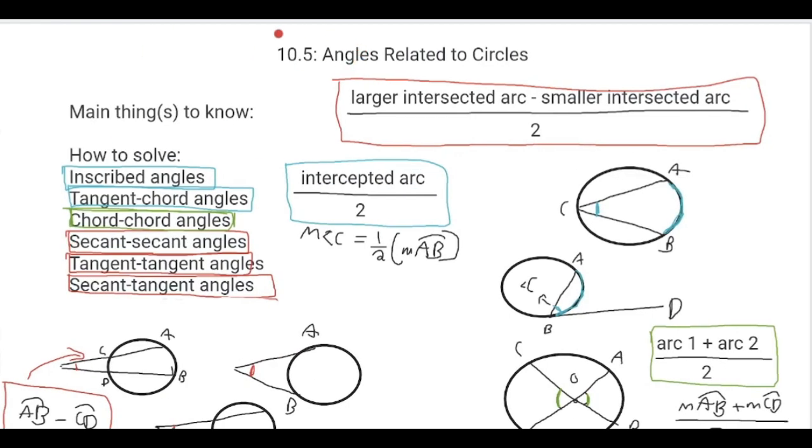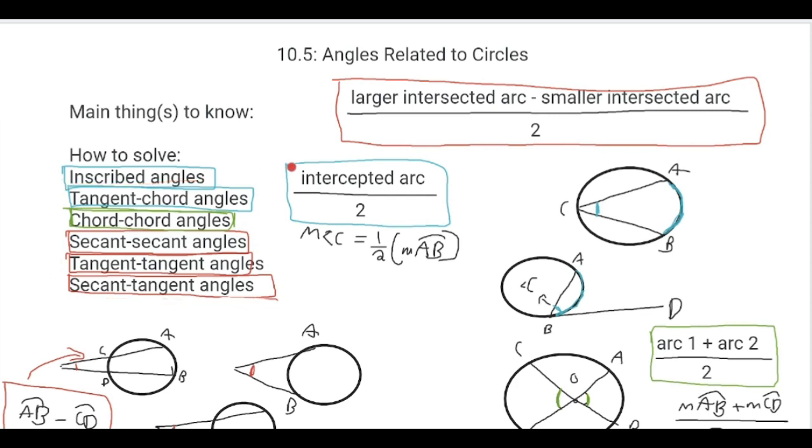So, angles related to circles. This is where things start to get a little bit harder and a little bit more confusing. So the main thing to know is we want to know how to solve all 6 of these angles. So you have inscribed angles, tangent chord angles, chord angles, secant angles, tangent angles, and secant tangent angles. So let's start with the top.